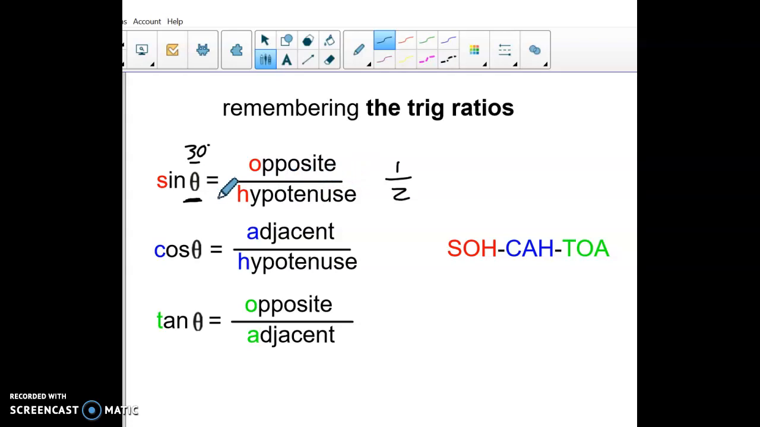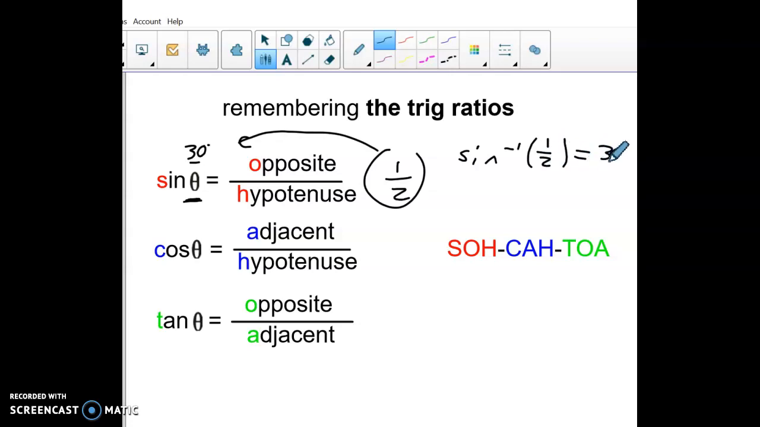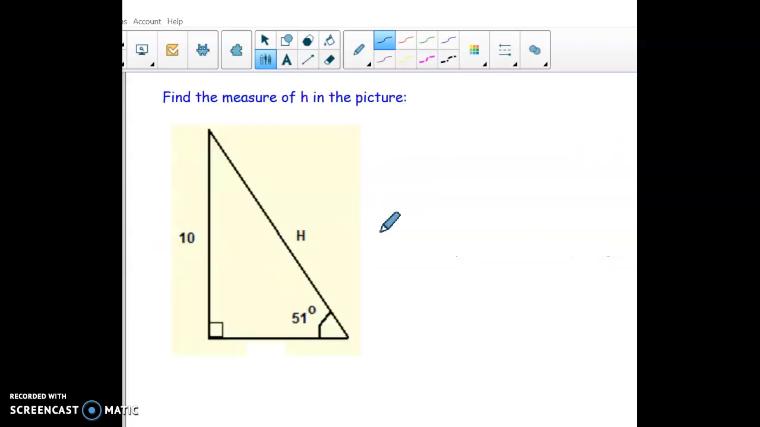And remember, the inverse goes in reverse. It starts with the ratio and gives you the angle. So if you do inverse sine of 1/2, that gives you the angle associated with that ratio. All right, so the first one here is to find h using sine, cos, tan stuff. Pause the video, give it a shot.